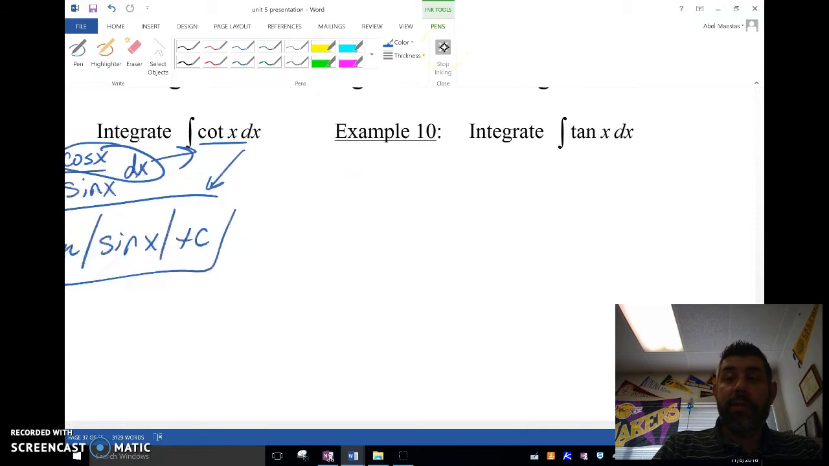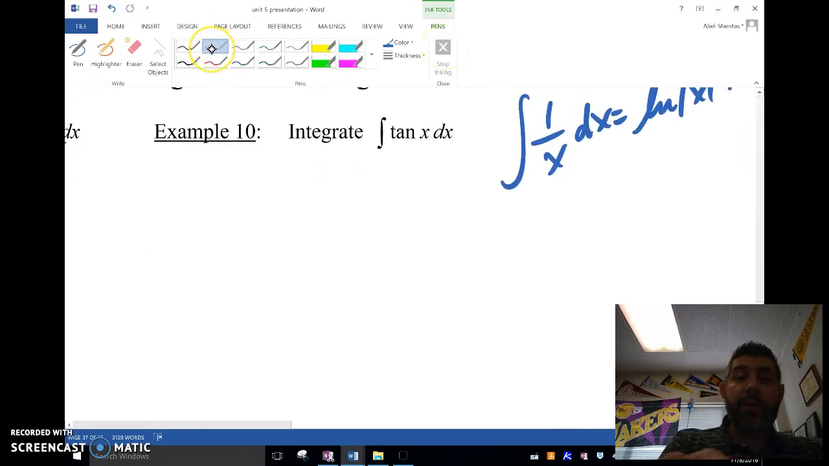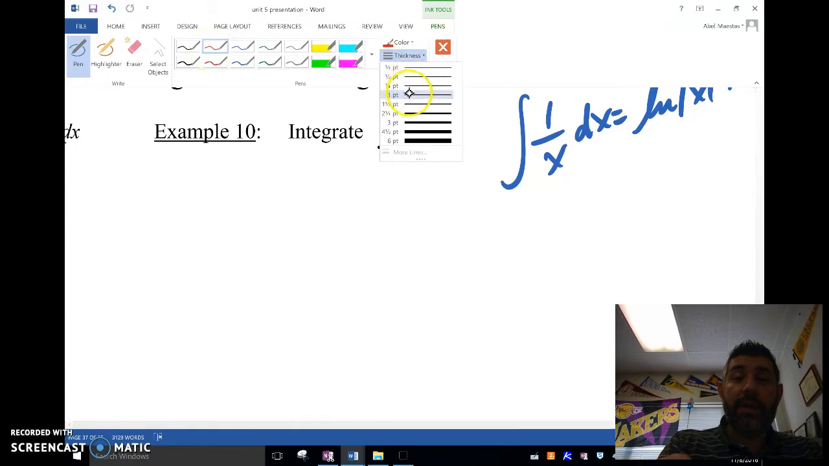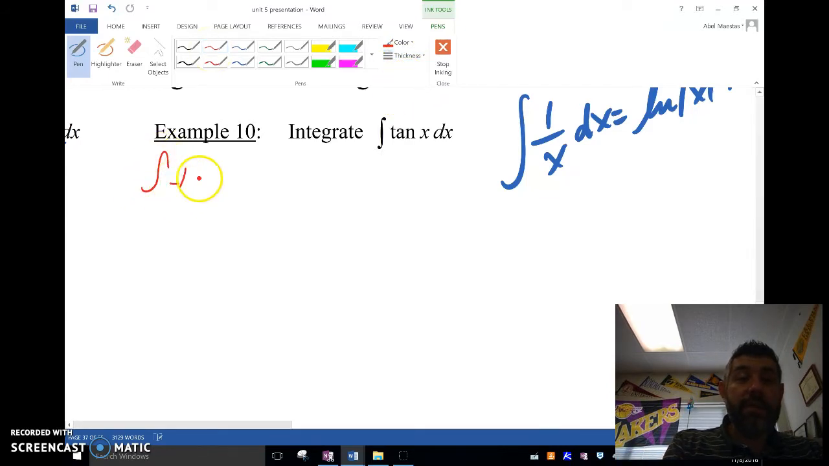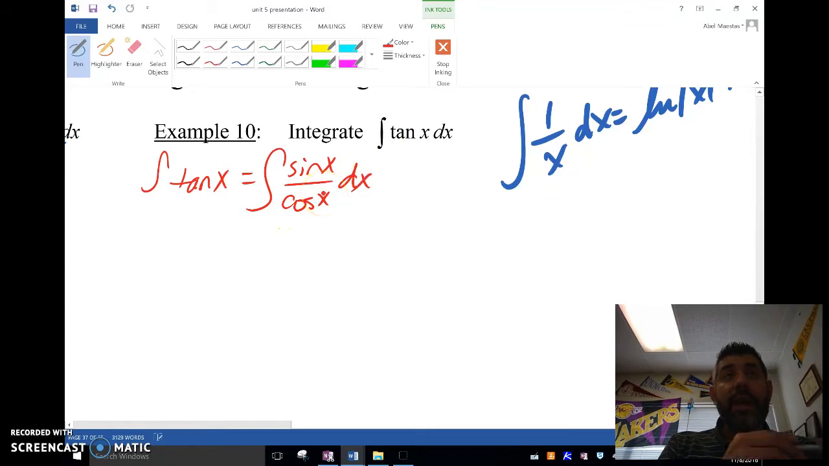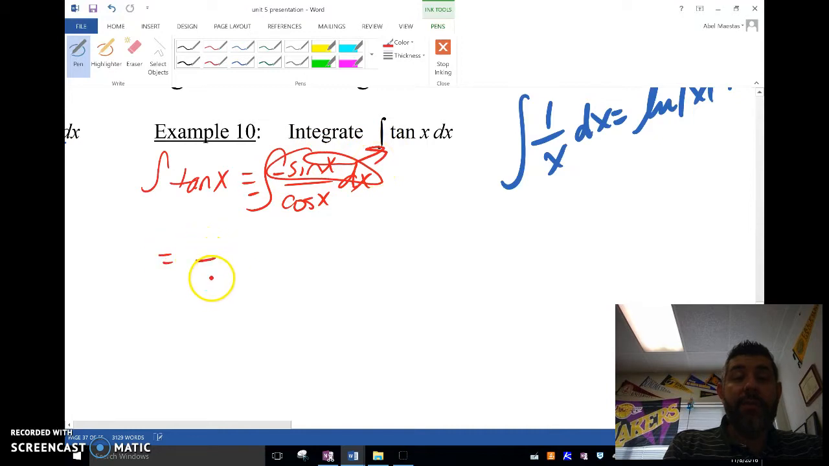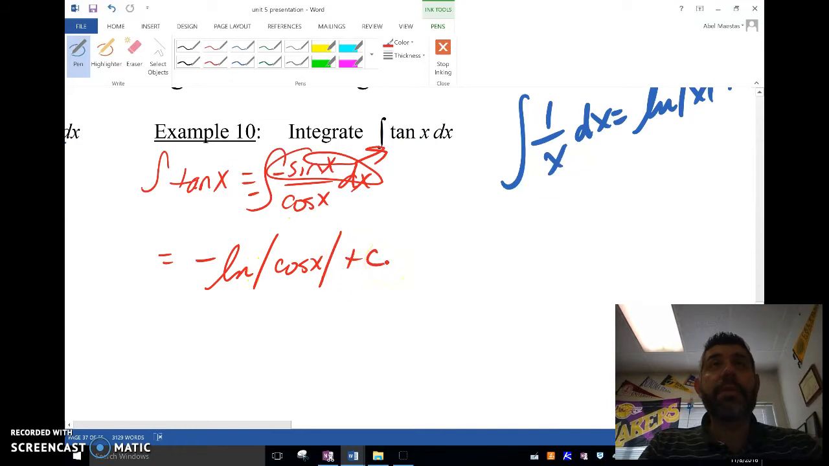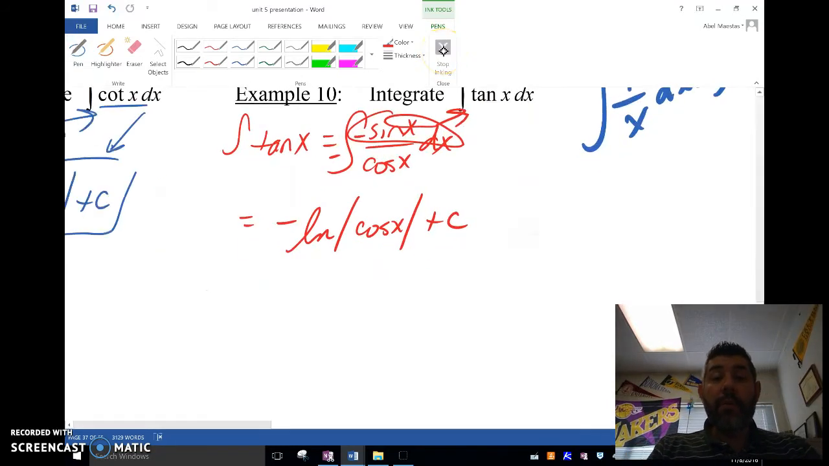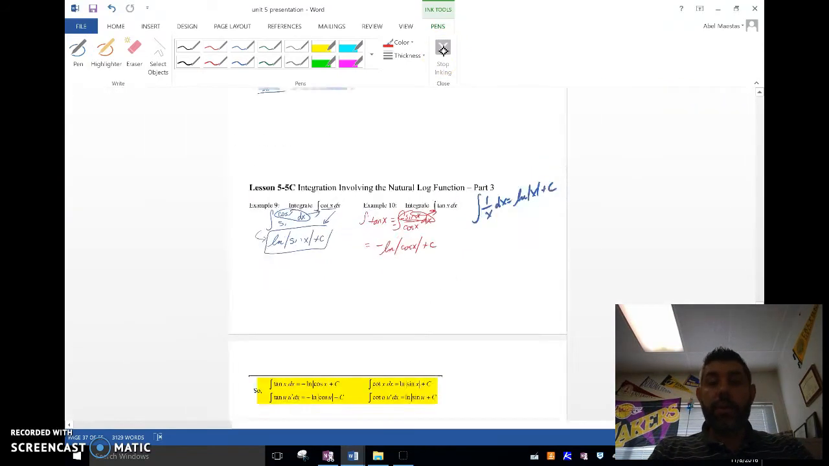All right, well, what if we want to integrate tangent x? Well, we'll do the same thing, right? The integral of tangent x is equal to the integral of sine over cosine. But notice here that in this case, the derivative of cosine is negative sine. So I actually need a negative here and a negative there so that I can make this my hook on. And so then this is going to be negative ln of absolute value of cosine x plus c. So if you wanted to, you could just remember that.